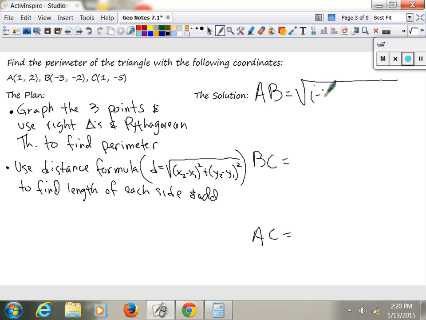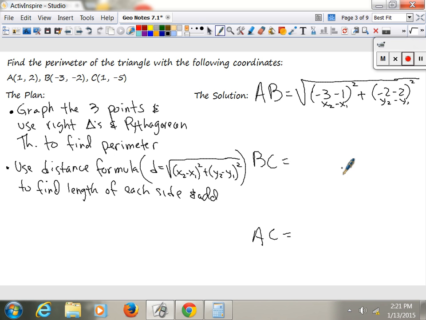So I'm going to do negative 3 minus 1 squared. Okay, so that would be my x2 minus my x1. So those are my 2 x numbers. That's going to give me the horizontal value for my little right triangle. That's my A term. Now my B term is my 2 y values. So negative 2 minus 2, so my negative 2 minus 2 squared. So this is like my x2 minus my x1. This is like y2 minus the y1. That's what that is.